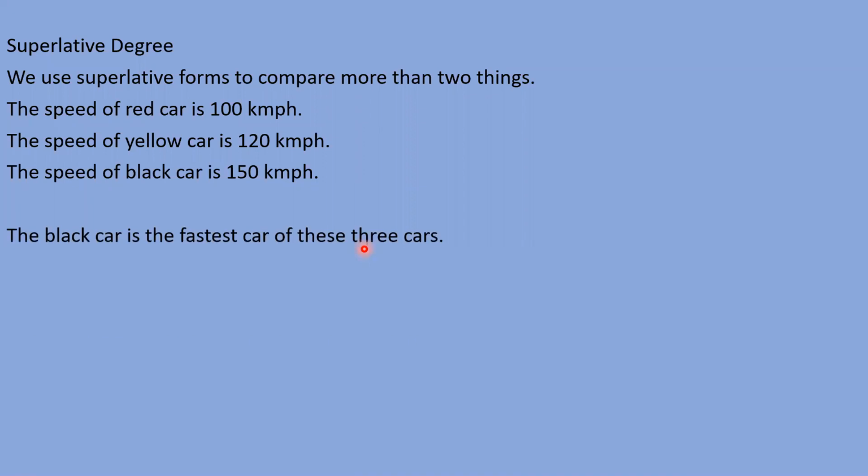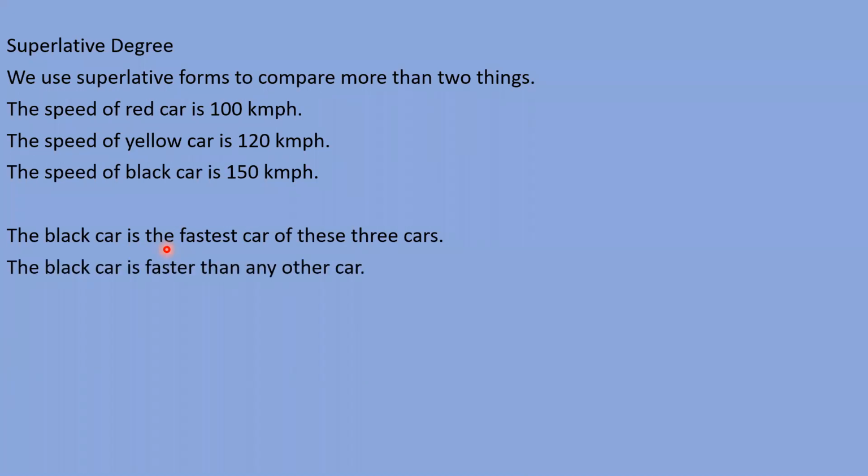right? So you can observe that the black car has the most speed, so we can say that the black car is the fastest car of these three cars. The black car is the fastest. Here you can see that we need to use the superlative degree, and before the superlative degree we have to use "the", because we are making a selection here.